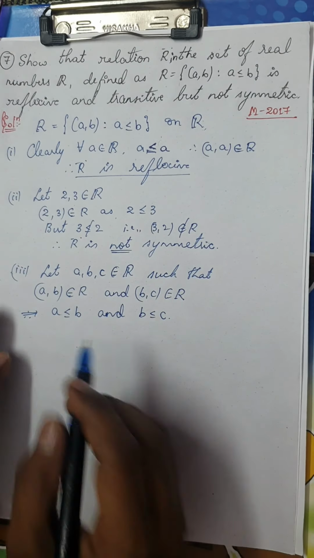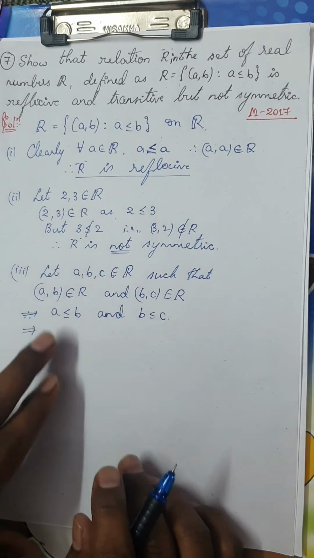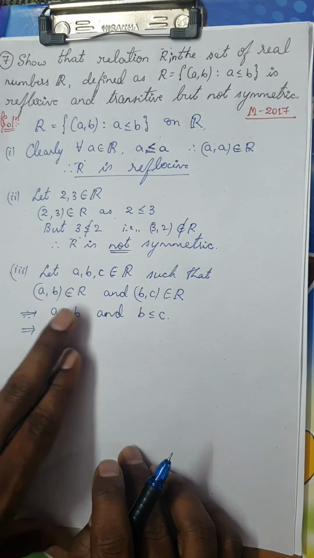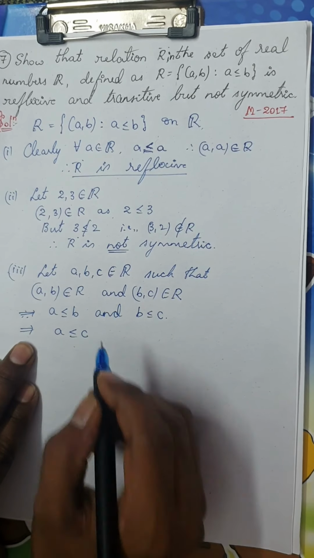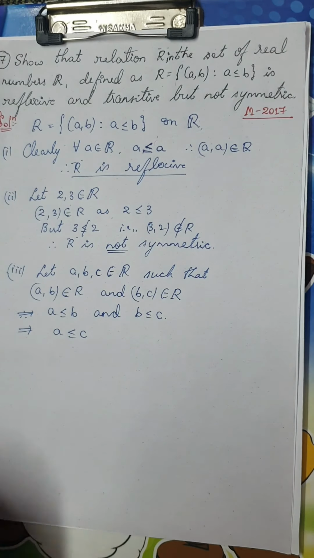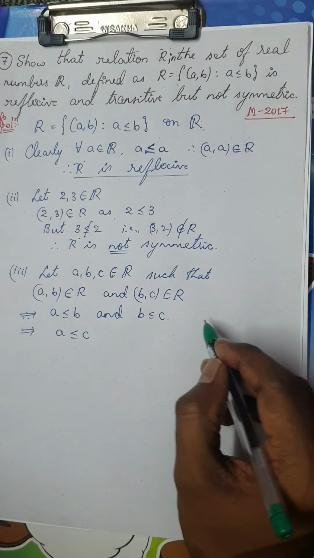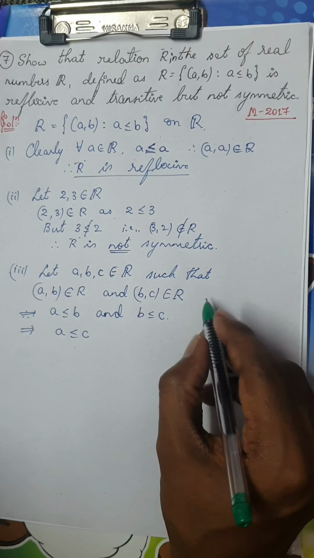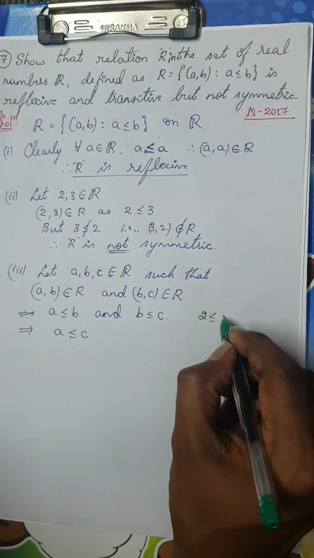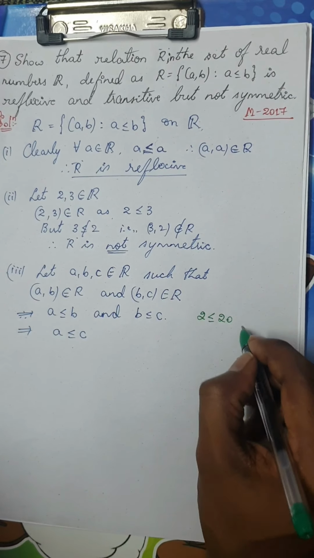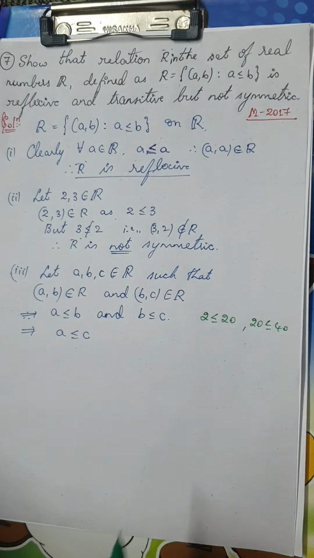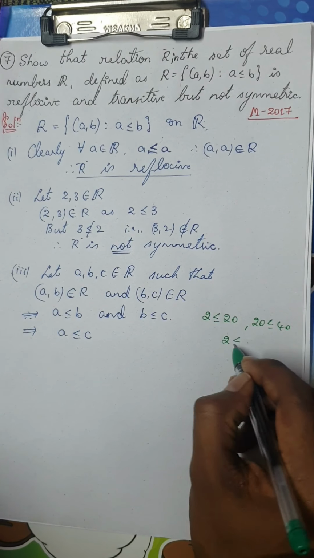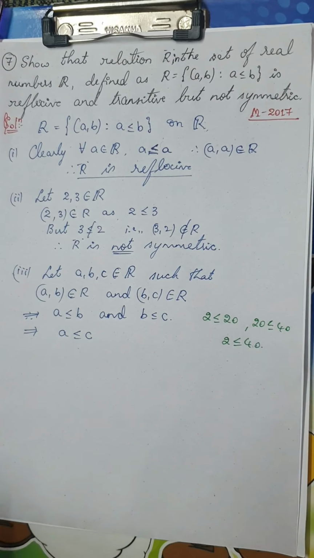Okay, so this implies if A is less than or equal to B, and B is less than or equal to C, I can definitely write A is less than or equal to C itself. Example, this is just for an example, but you should not write this as a result. 2 is less than or equal to 20 and 20 is less than or equal to 40. See, just a simple example. So definitely 2 will be less than or equal to 40.